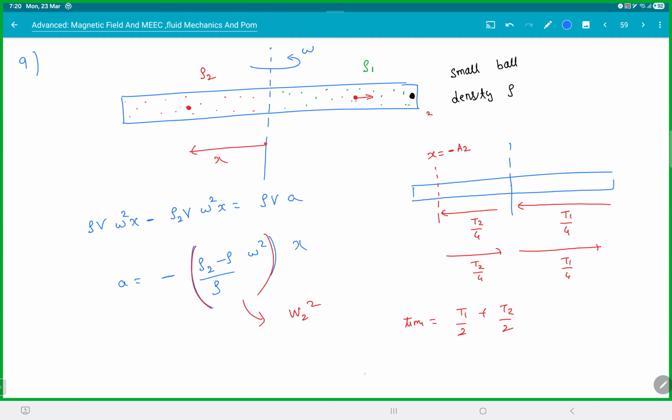What about the maximum speed? V max will be A1 omega 1 or A2 omega 2. I know A1, which is L. I know omega 1, so I got V max from there. Interestingly, from here you can find A2 also, isn't it? So using this, I can find A2 also. That's the maximum distance it goes on the other side. L omega 1 by omega 2.